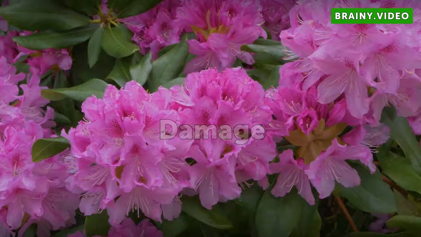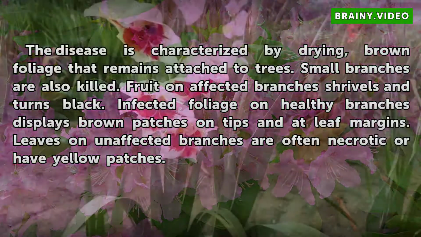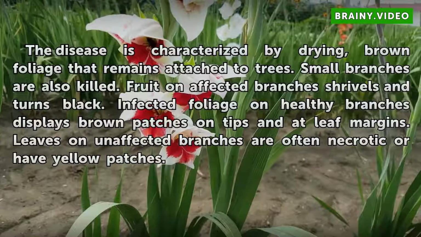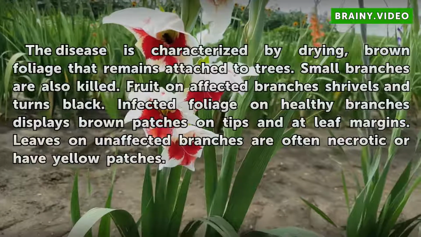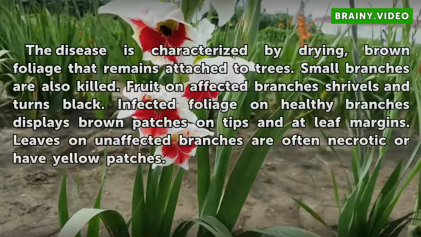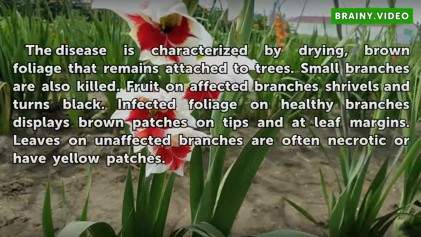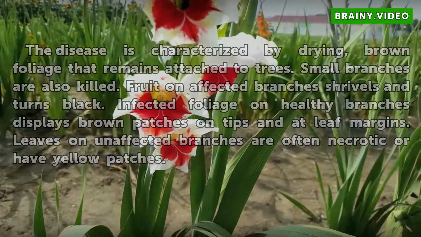Damage. The disease is characterized by drying, brown foliage that remains attached to trees. Small branches are also killed. Fruit on affected branches shrivels and turns black. Infected foliage on healthy branches displays brown patches on tips and at leaf margins. Leaves on unaffected branches are often necrotic or have yellow patches.